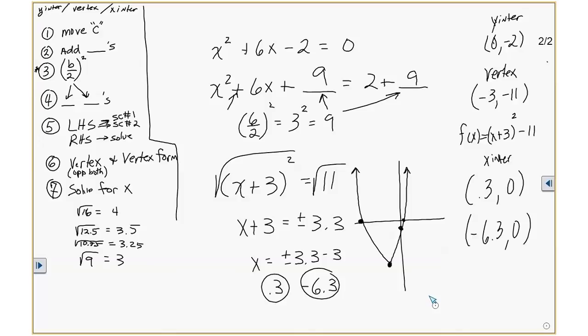Now the domain is all real numbers. The range is from negative what? 11 to what? Infinity. And decreasing from negative infinity to -3, increasing from what? -3 to positive infinity. And that's how you complete the square. Now, on a scale from 1 to 10, we just did 2 number ones. Okay? So you got 2 number ones. Let's do one. That's maybe number 2 or number 3.